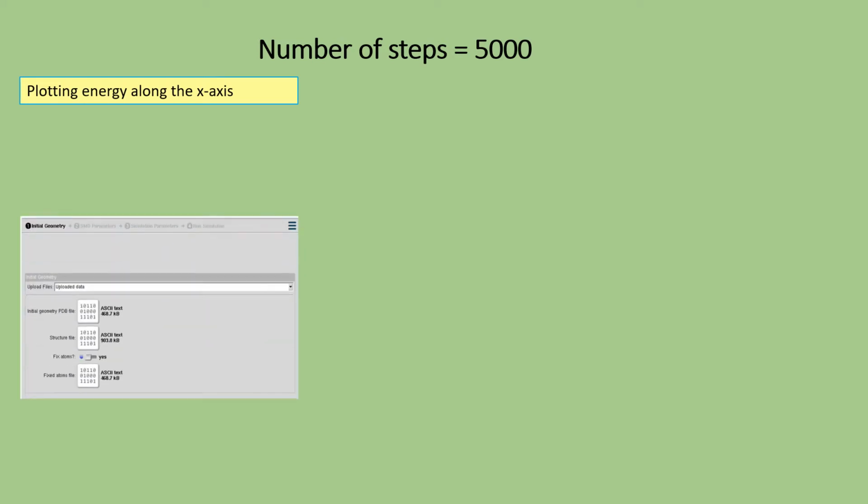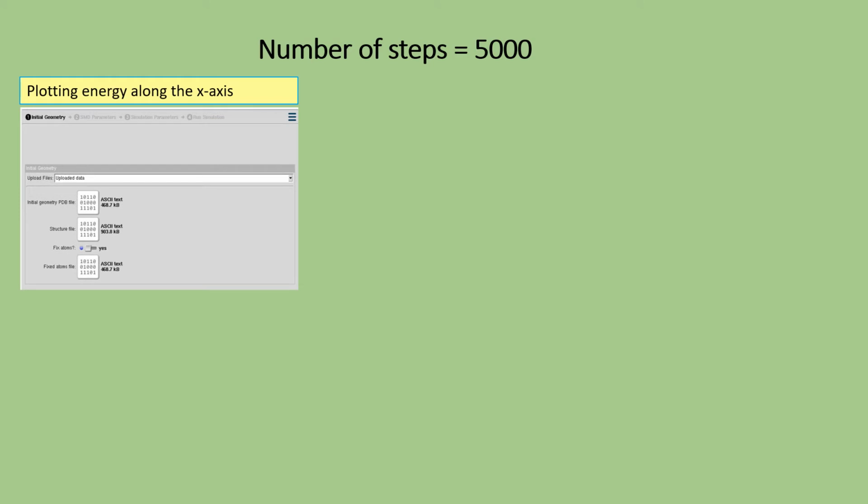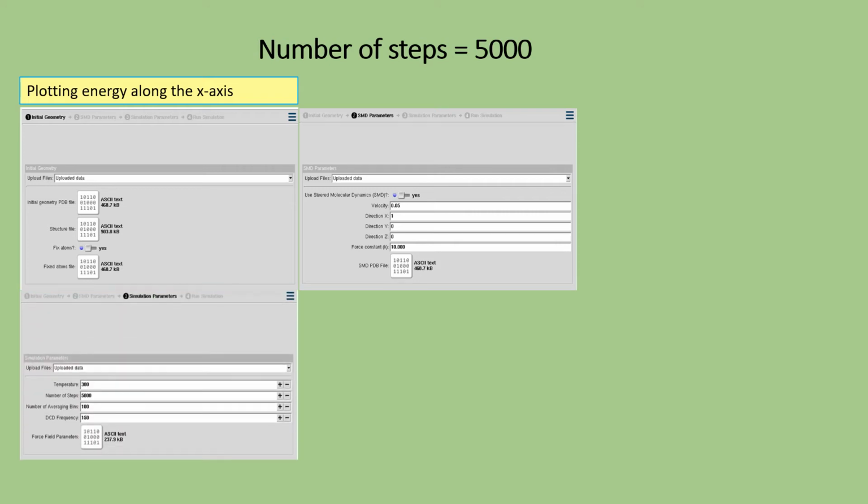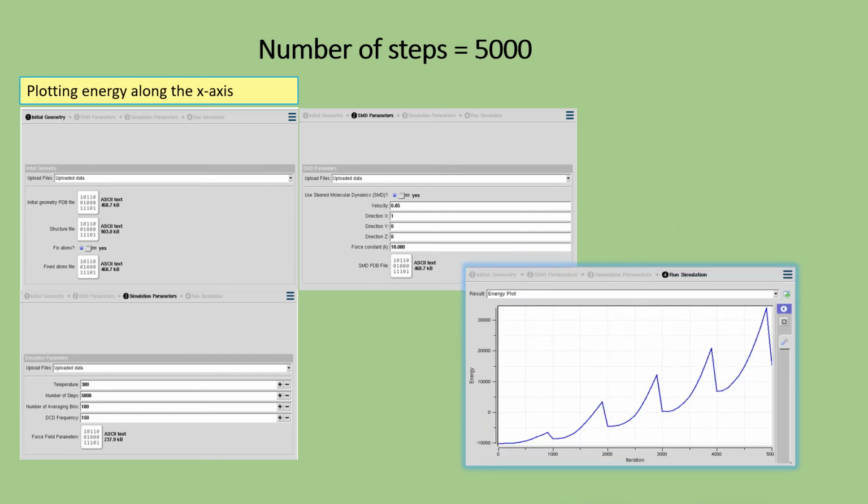To use this, you first need to upload 3 files into your initial geometry. You have a PDB file, a structure file, and a fixed atoms file. Then you need to upload a PDB parameter file. And if you're pulling along the x-axis like now, then you put a 1 in the direction x and 0 in the direction y and z. And then step 3, upload your simulation parameters. And for the sake of this energy plot, it is 5,000 steps.